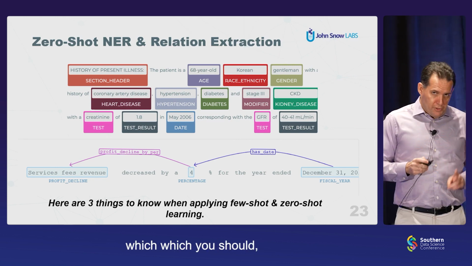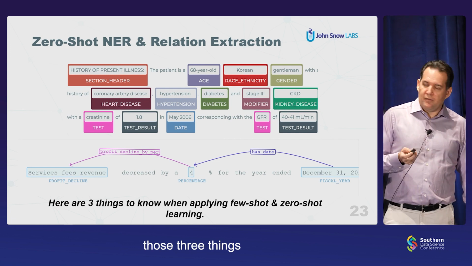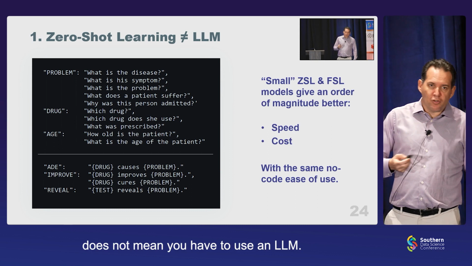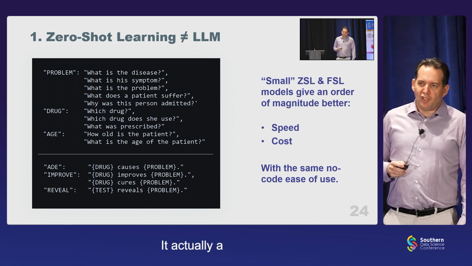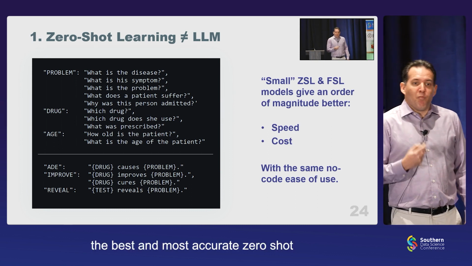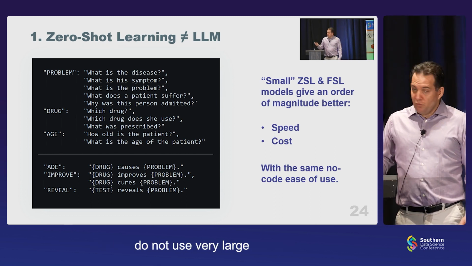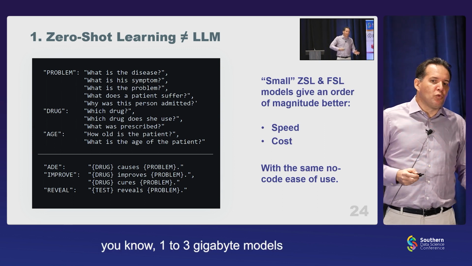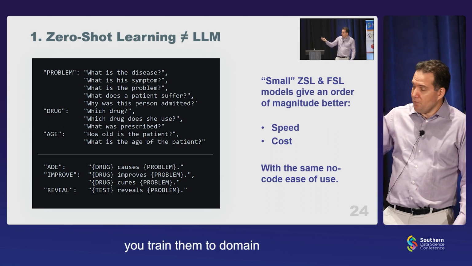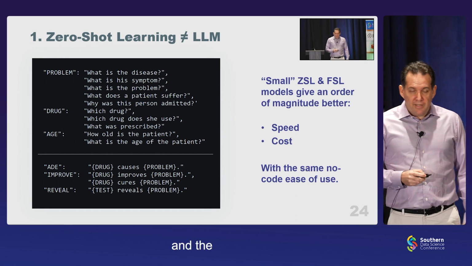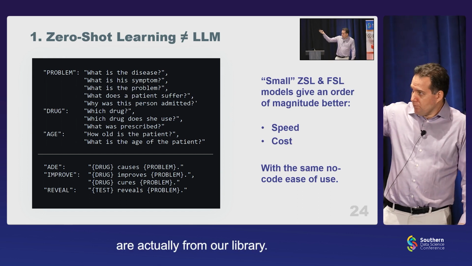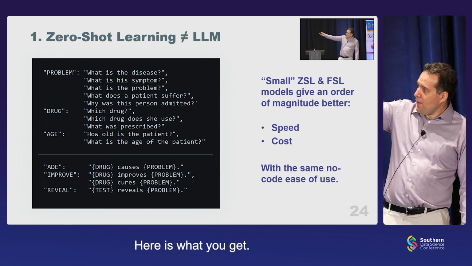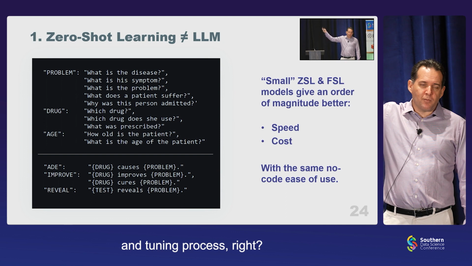If you do that, which you should in some cases, there are 3 things that you should pay attention to. First of all, zero-shot learning and few-shot learning does not mean you have to use an LLM. Actually, the best and most accurate zero-shot and few-shot models do not use very large language models. You can have fairly, not small models, but 1 to 3 gigabyte models, at least that we're seeing, if you train them to a domain. The examples I showed you in the last few slides are actually from our library, and you can see the level of accuracy you get, and here's how you tune them. That's the entire training and tuning process, right?